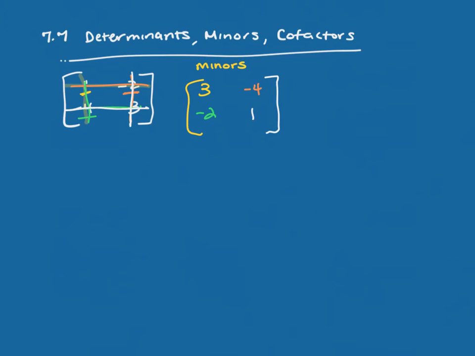The cofactor, we take the minor and we change the sign on the second and the third thing. So this becomes 3, +4, +2, and 1. So you change the signs on the locations in the top right and the bottom left for the cofactors.